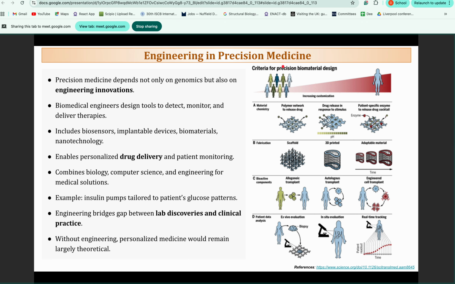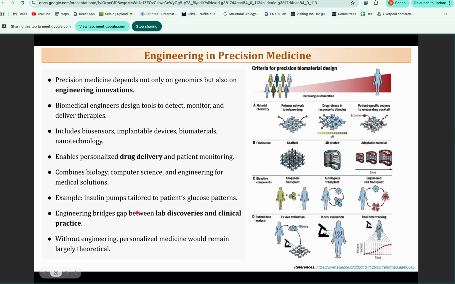So, engineering in precision medicine. Precision medicine depends not just on genomics, but also on engineering innovations. Biomedical engineers design the tools to detect, monitor and deliver the therapies. It includes biosensors, implantable devices, biomaterials and nanotechnology. It enables personalized drug delivery and patient monitoring. It also combines biology, computer science and engineering for medical solutions. One such example is insulin pumps, which are tailored to patients' glucose patterns.